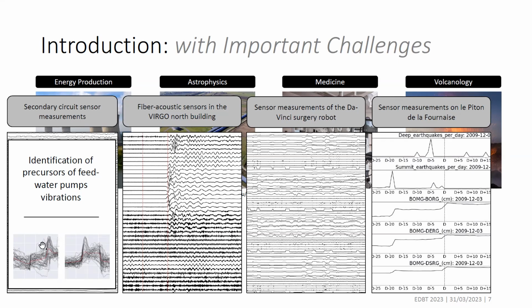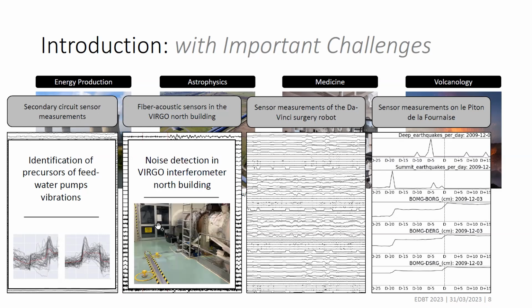So here are some precursors of vibrations in the power plant that we want to avoid. Anomaly detection in time series is trying to detect this kind of events, unusual events in time, and trying to identify some kind of patterns that could be interesting for the user, for the engineers. Then it can be, as I said, noise detection in the Virgo interferometer room.